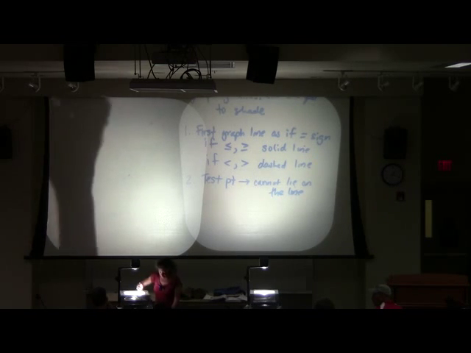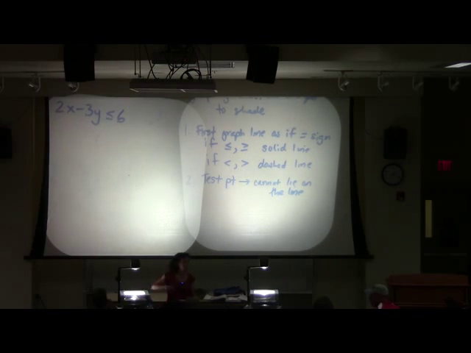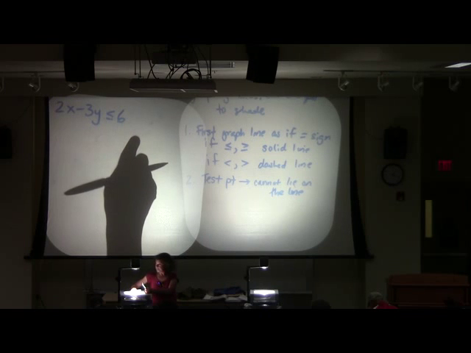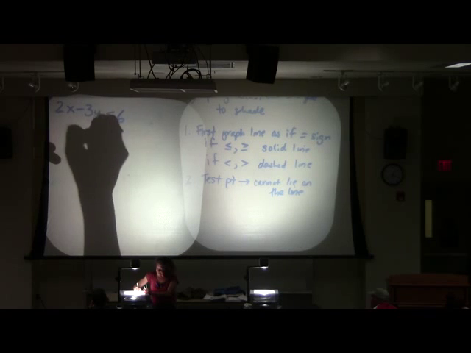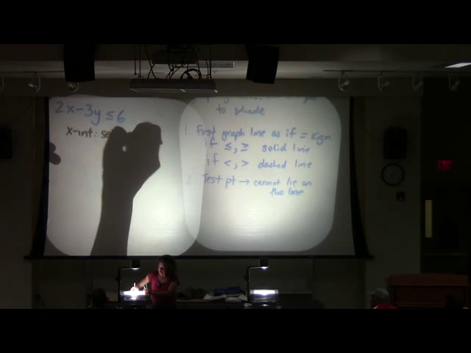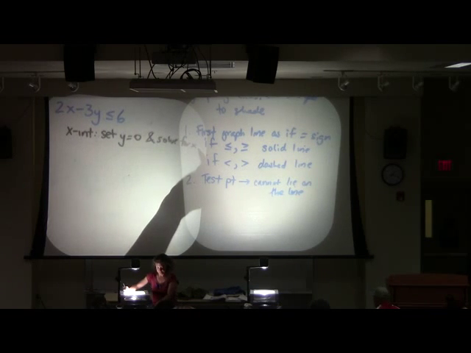Let's start with this guy first. Suppose we want to graph 2x minus 3y is less than or equal to 6. Yes, we can solve this for y if we would like to, but I'm not going to. I'm going to do my intercepts right from the get-go. If I want to find my x-intercept, recall the way you do it is you set y equal to 0 and solve for x.